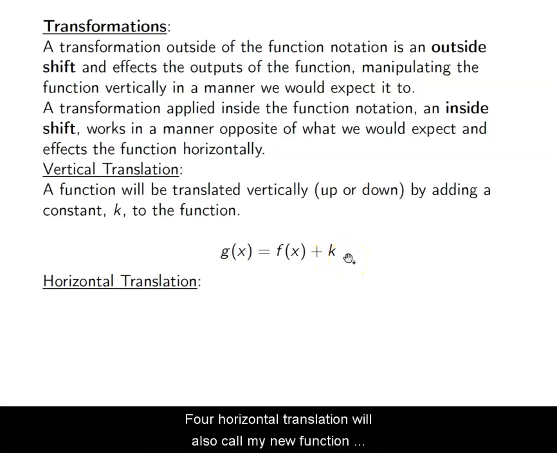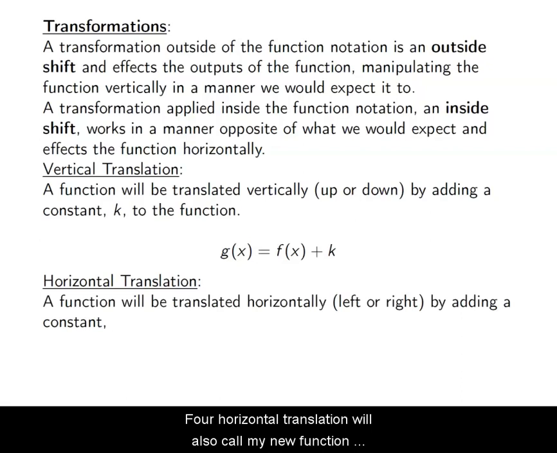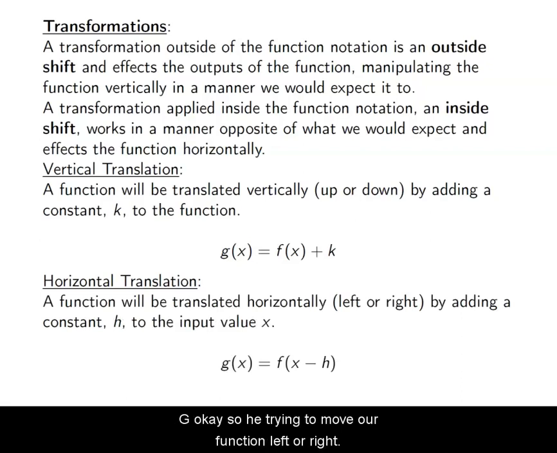Okay, for horizontal translation, we'll also call my new function g. So here what we're doing is we're trying to move our function left or right. So I use minus h, okay? So if I want to move 3 units to the right, I plug in 3 here. So this will actually look like x minus 3, which most students when they see it think, oh, I've got to move to the left because I see this negative, right? Negative is in the left direction.